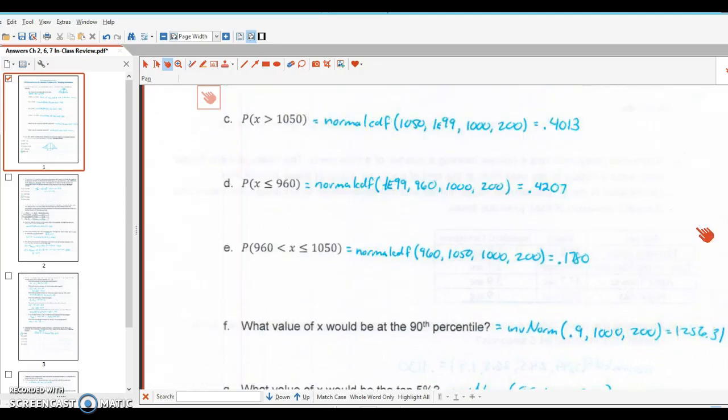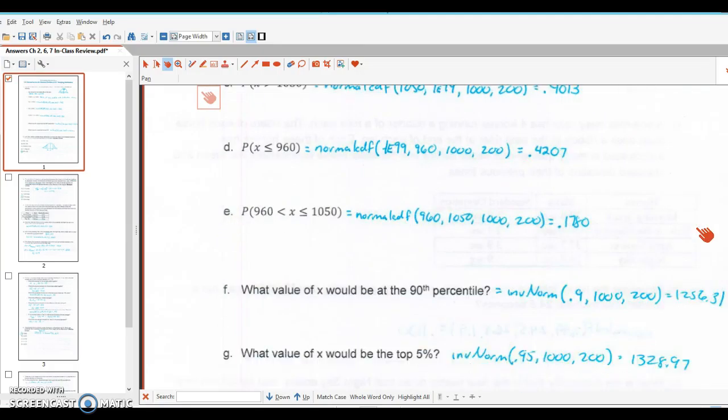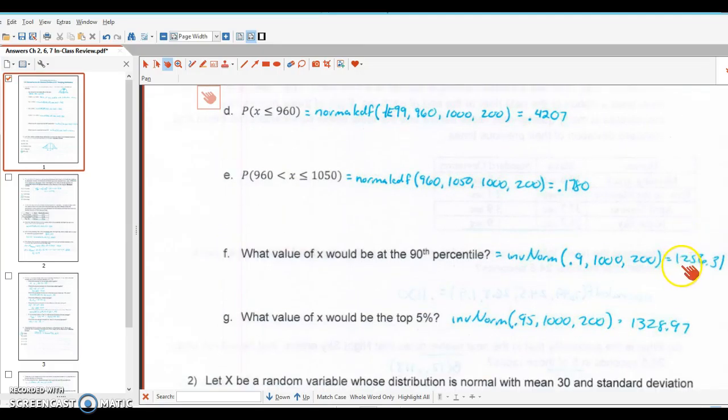And I'm told if I have a distribution with a mean of 1,000 and a deviation of 200, that a score of 1,256.3 would be the marker or the benchmark for the 90th percentile. Anybody who got above that would be above the 90th percentile.